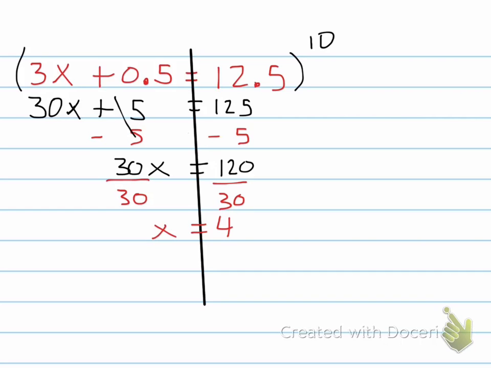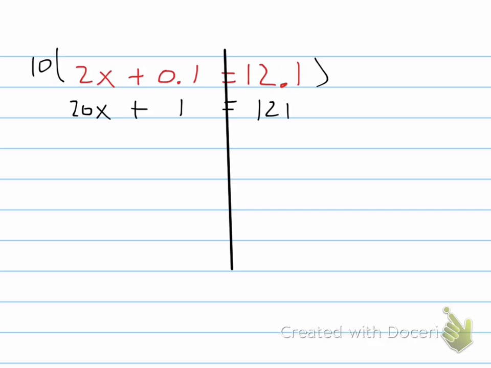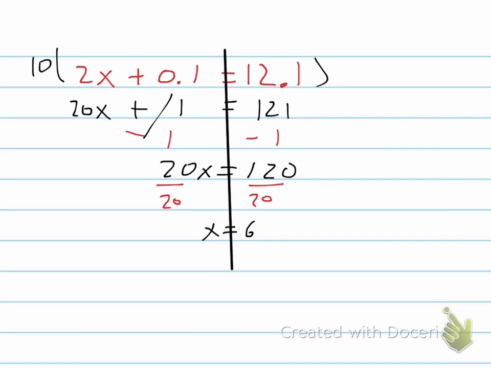I multiplied this 10 to that term, and that term. Alright, you guys try. I'll pause here. 20x plus 1 equals 121. So here's all the work. And x equals 6. So I'll pause here so you guys can copy this down and check your work.